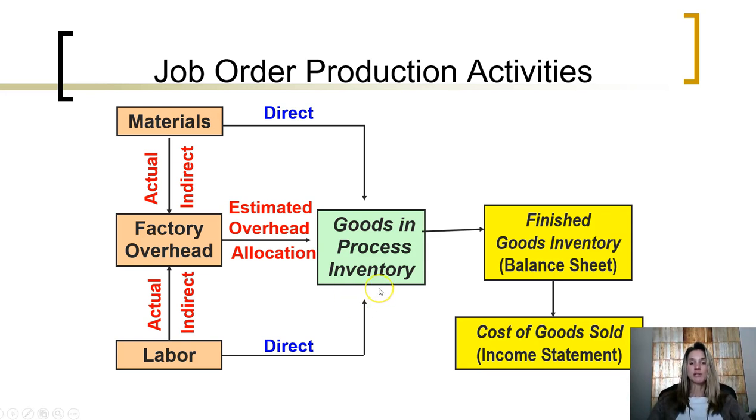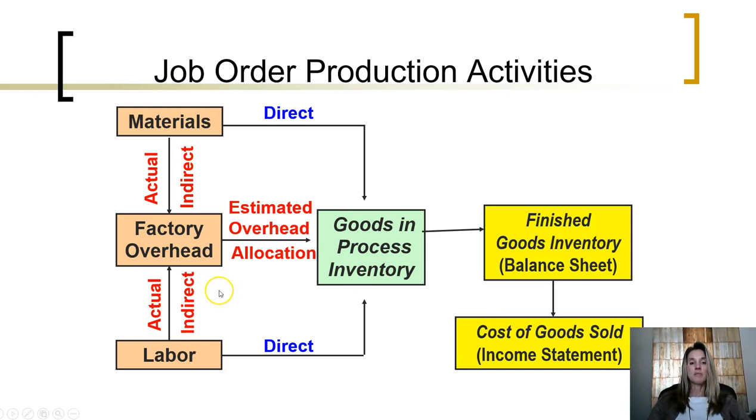So what the goods in process inventory account does is it accumulates the actual direct material cost, the actual direct labor cost, and an estimate of the indirect cost. That account will maintain those costs until the manufactured items are completed and ready for sale. At that time, the costs are transferred out of goods in process and into the finished goods inventory account, and only become an expense when the inventory is sold.